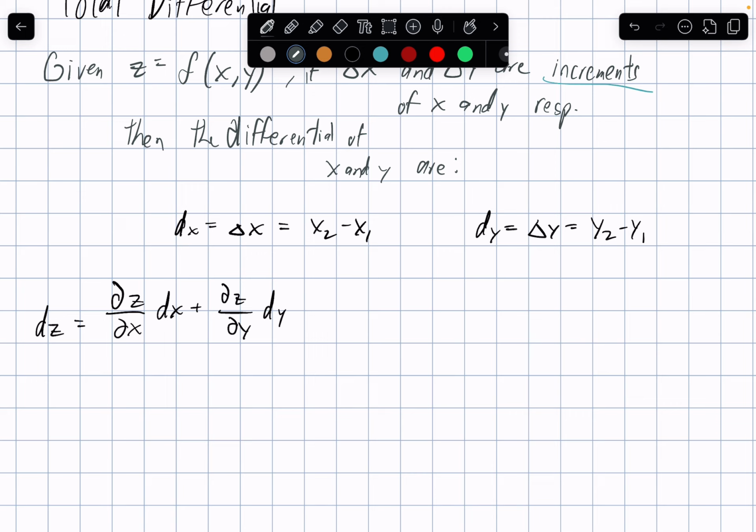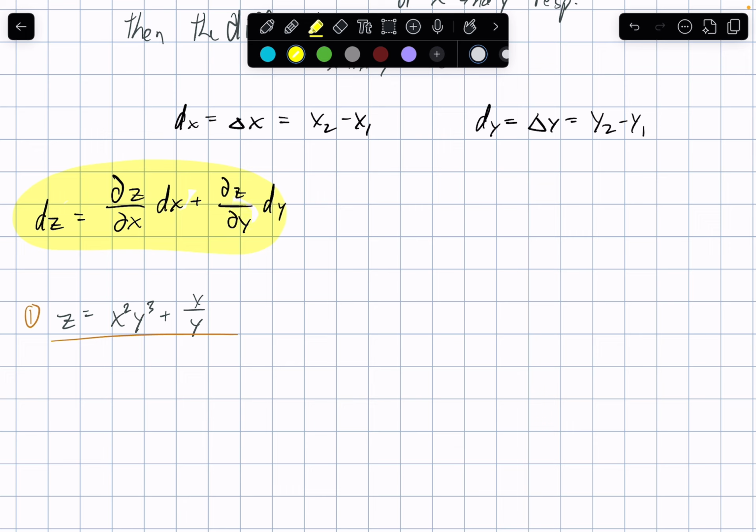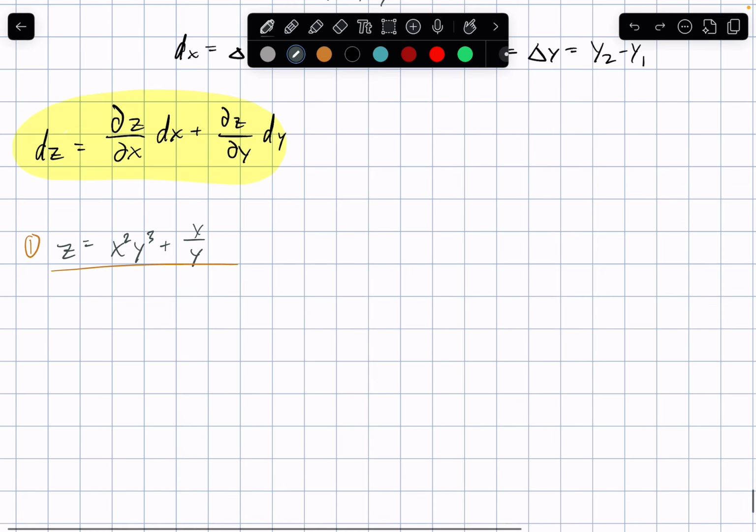So how do we apply that in a sample problem? Let me show you. For the first sample question, we have z is equal to x squared y cubed plus x over y. So how do we find the total differential? Essentially, based on this formula, we have to look for two things. We need to solve for partial z over partial x and partial z over partial y. So that's what we're going to do.